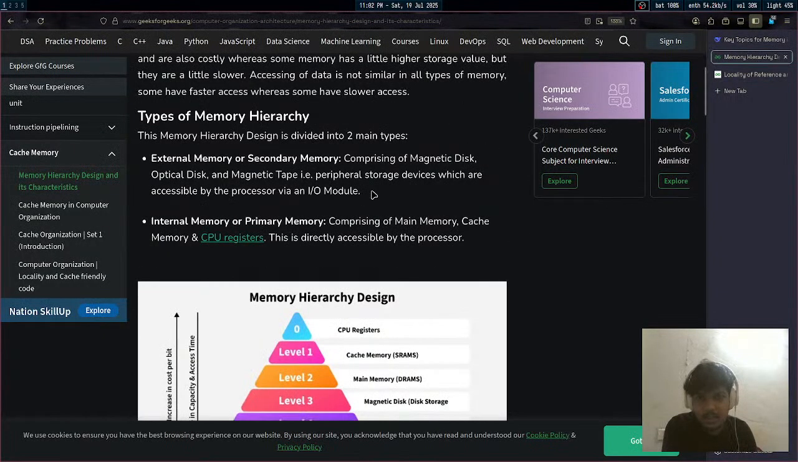So this much done. Internal memory or primary memory, comprising of main memory, cache memory and CPU register. This is directly accessible by the processor.